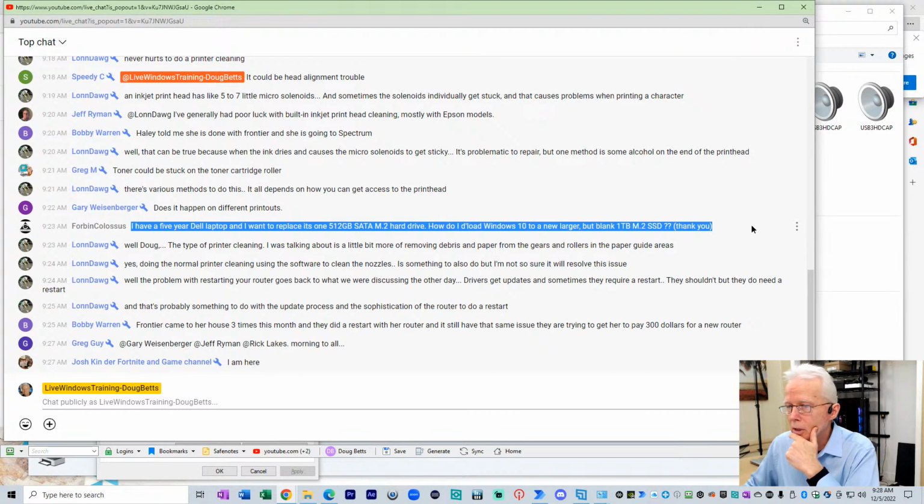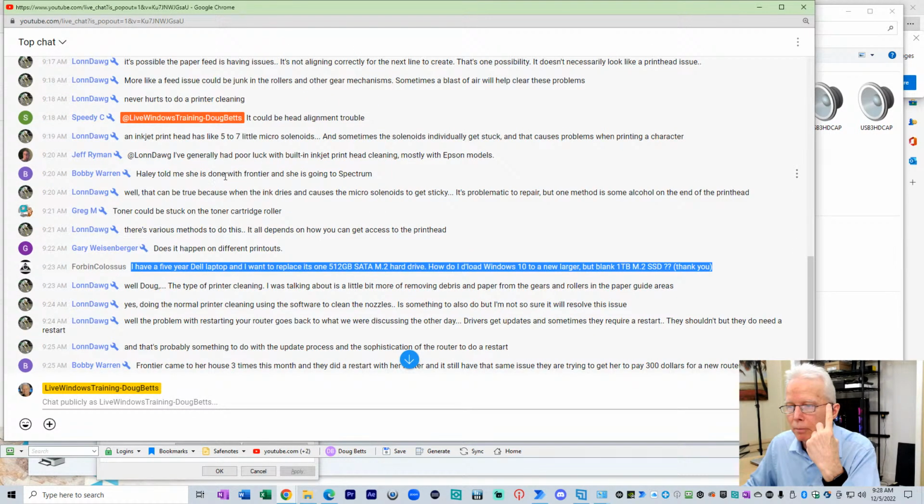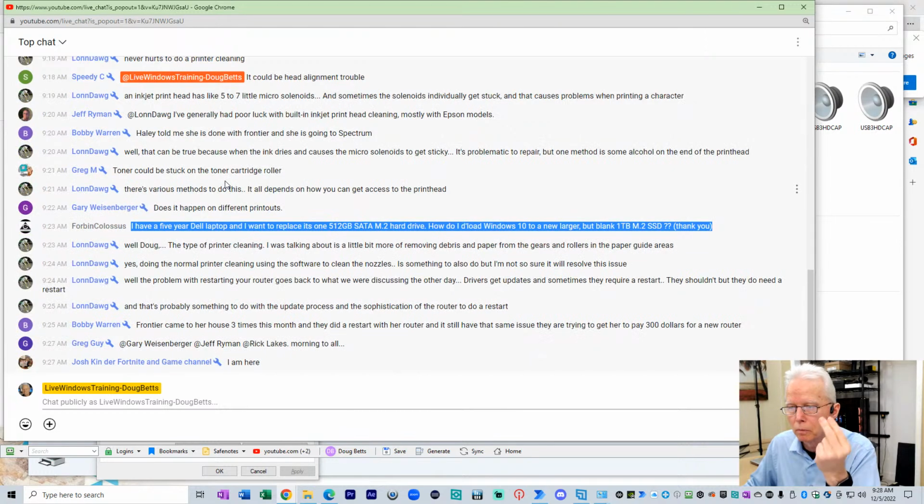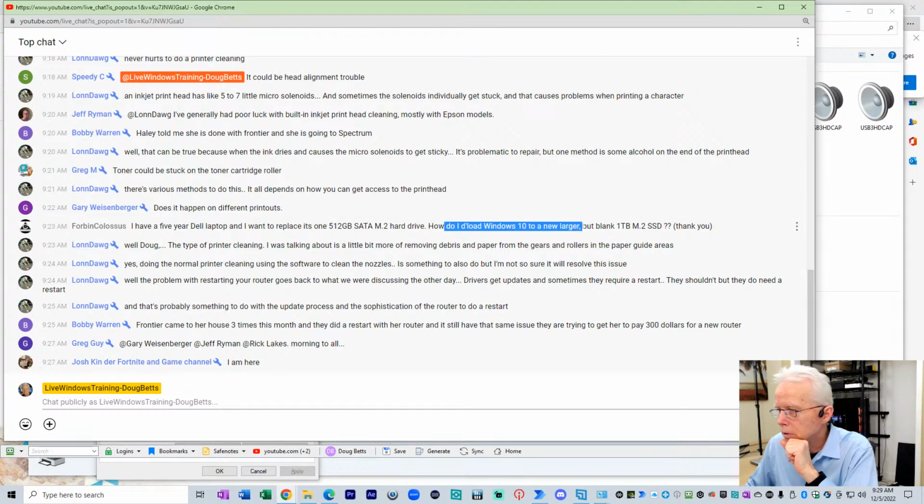Forbin Colossus, hello to you. I have a 5-year-old Dell laptop. I want to replace its one 512 gigabyte SATA hard drive. How do I deload Windows 10 to a new larger but blank 1 terabyte SSD? Let's see. Tomorrow's topic, if Bobby comes on Zoom, we'll deal with his topic tomorrow. And then Forbin, I'd be happy to do a full Windows Daily on this.